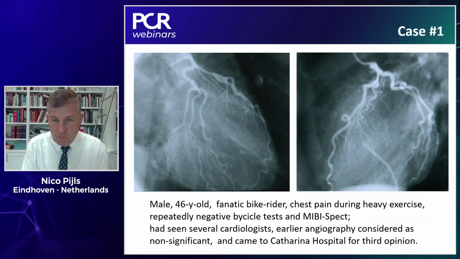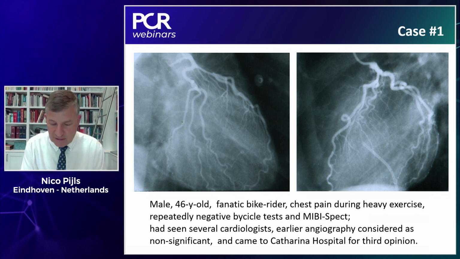The first case is a male, 46 years old, a fanatic bike rider who often had chest pain during heavy exercise, but he had repeatedly negative bicycle tests and MIBI SPECT. He had already seen several cardiologists, and an early angiography was performed elsewhere, and he was referred to us. This is the repeat angiogram, and it shows a, let's say, non-significant 50% stenosis, tubular in the proximal LAD, in one view, and no real abnormalities in the other views.